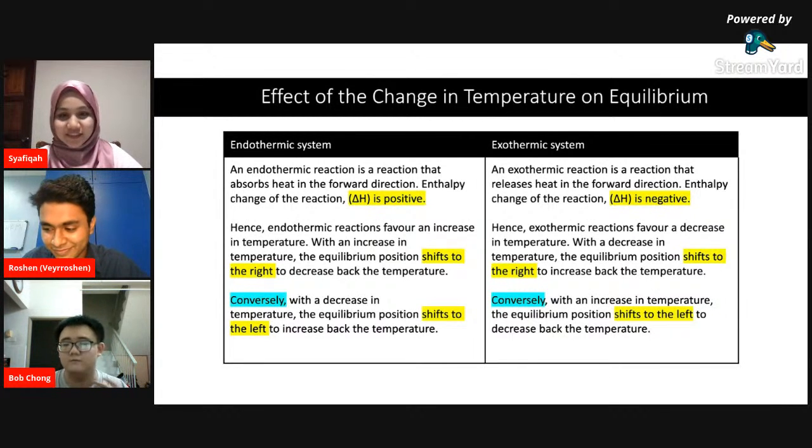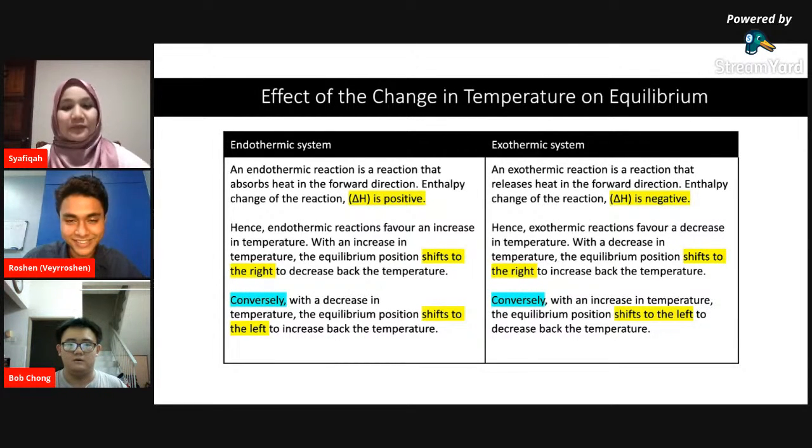Conversely, with an increase in temperature, the equilibrium position shifts to the left. It doesn't like an increase in temperature. So it will try to shift the equilibrium to the left to decrease back the temperature. Understand?